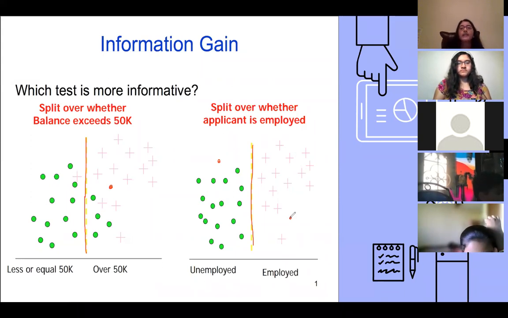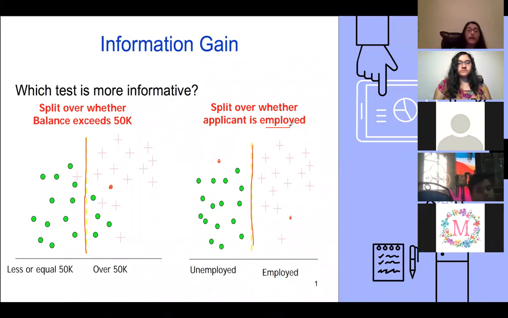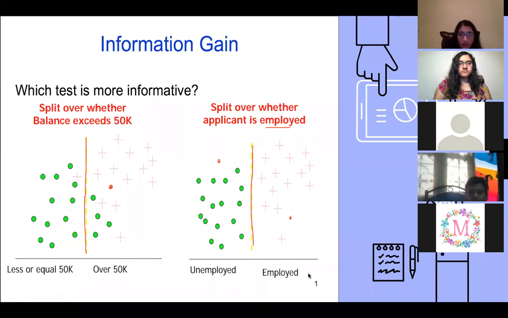So you see how it gives so much more information when we split over whether the applicant is employed or not employed, rather than the balance exceeding 50K, because there's a lot more confusion as to which class this point will be in. Okay, so what I'll do is I'll give another example of this.